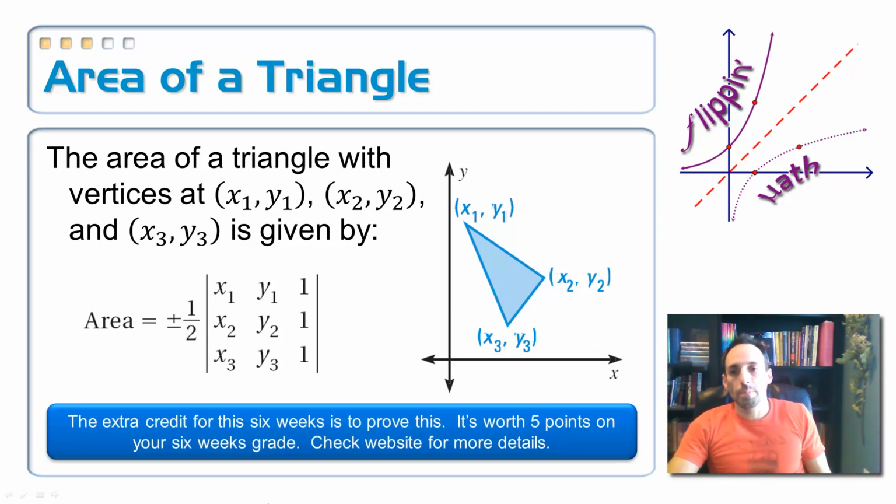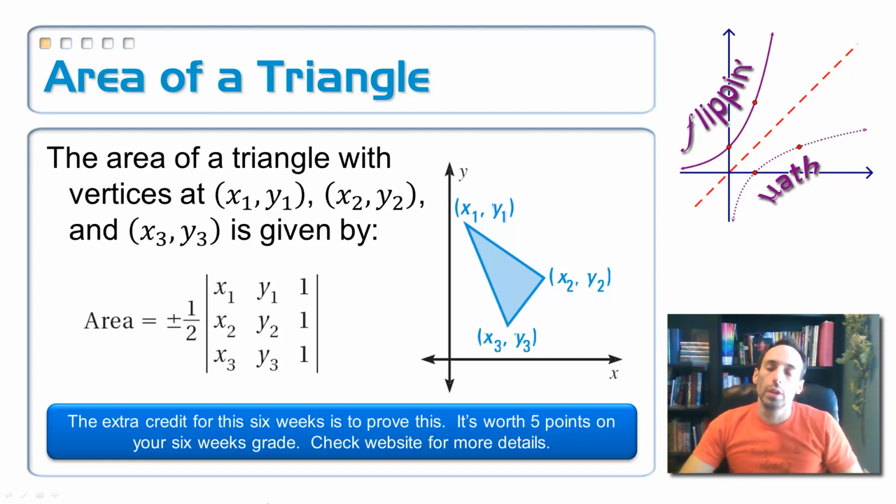Now, the extra credit for this 6 weeks is to prove this. It's worth 5 points on the whole 6 weeks average. If you look under the extra credit section of my website, it'll give you a little bit more details on what you would have to do in order to prove that. In the meantime, we're just going to use it.